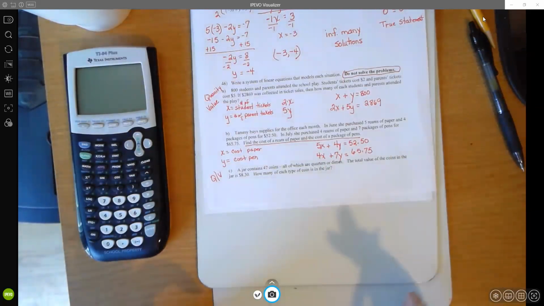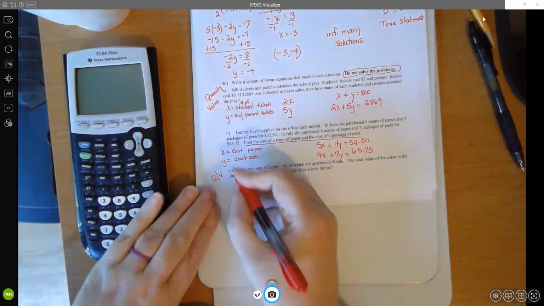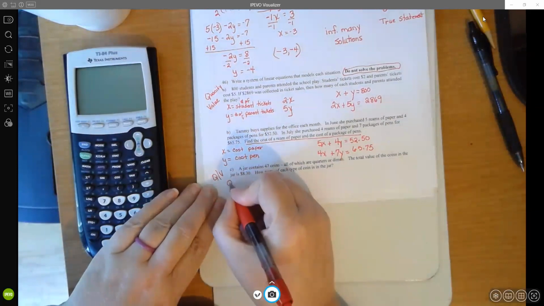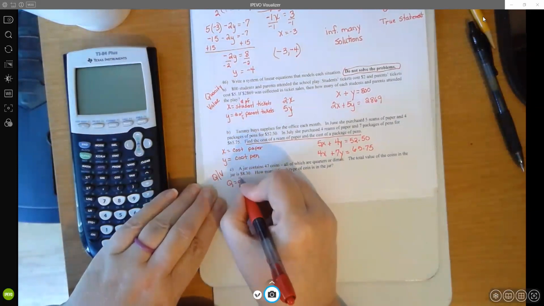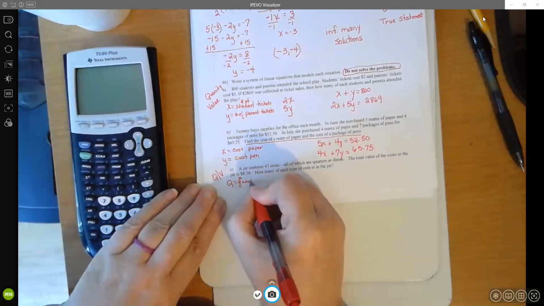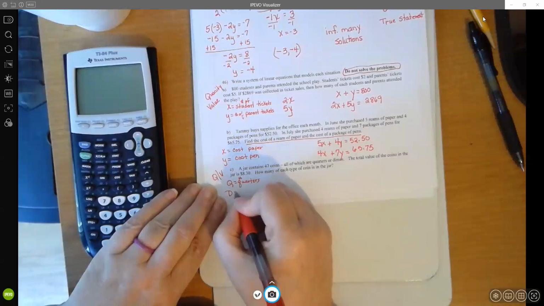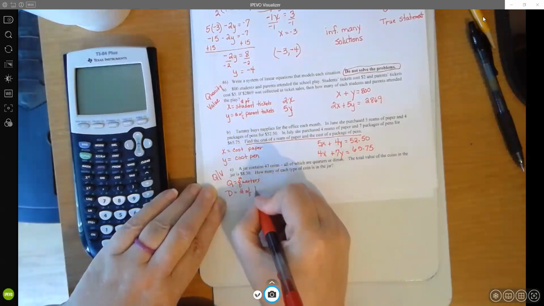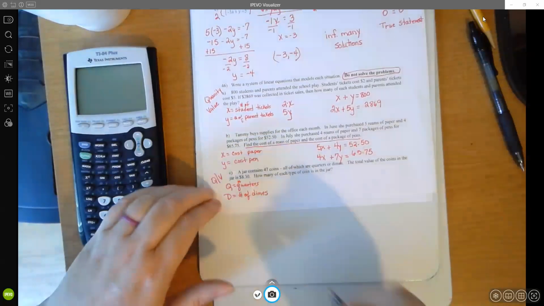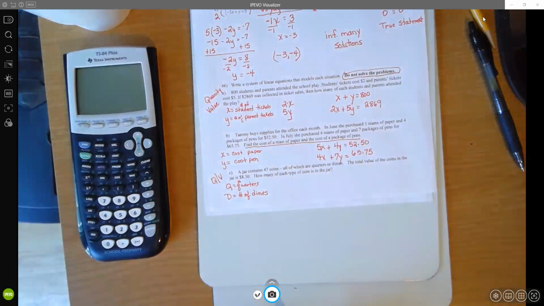And so this one works just the same way. We want a quantity and we want the value. And what are we dealing with? They're quarters and dimes. So I'm going to use Q for quarters, which is the number of quarters, and D for the number of dimes. Notice it's the number of these. So a jar contains 47 coins, all of which are quarters and dimes. The total value of the coins in the jar is $8.30. How many of each type of coin is in the jar? So I'm looking for the how many of each. So that would be the number of quarters, the number of dimes.